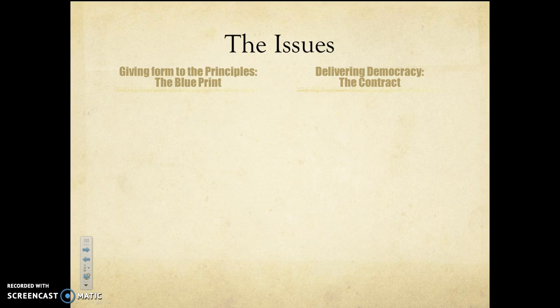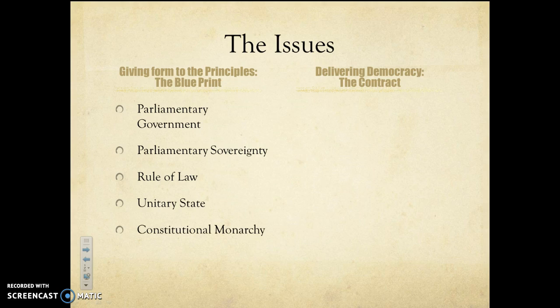Now, you should remember what the principles of the Constitution are. They are parliamentary government, parliamentary sovereignty, the rule of law, unitary state, and constitutional monarchy, something about the EU, but I'm not going to go into that right now because who knows, that could have changed by the time you come to look at this. So we can look at the way in which the Constitution gives shape and form to these principles and look at the way in which that's changed.